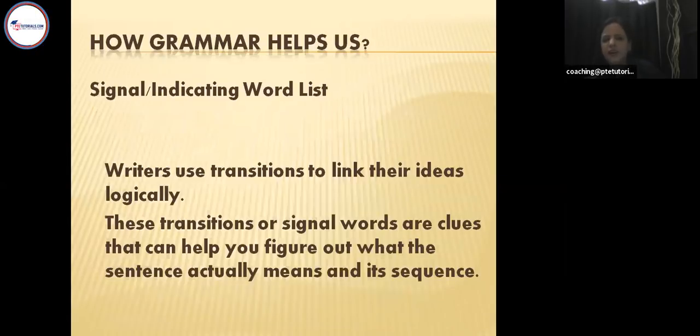In grammar, there are many linkages through which I can have the idea that something was going on previously. Now, a list of signal or indicating words is there through which I can have some idea. I can have more understanding, I would say, because when an author writes some indicators in their passages, in their sentences, definitely it means some ideas are logically written.